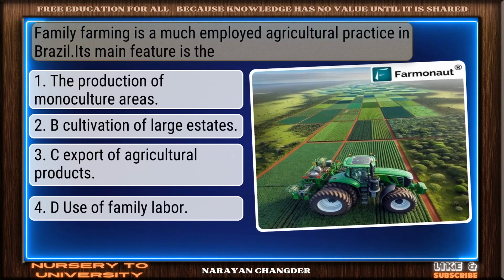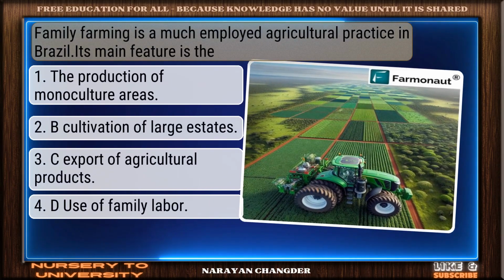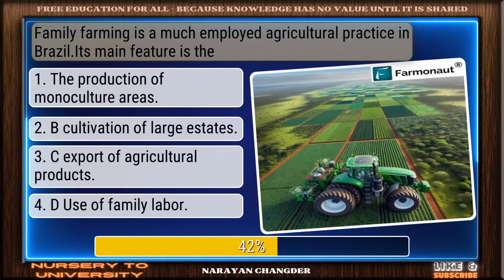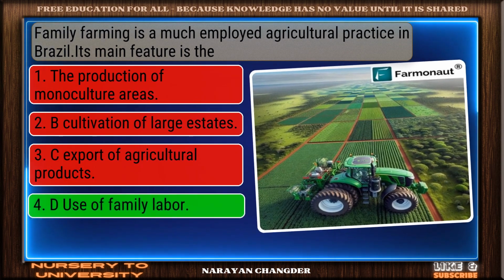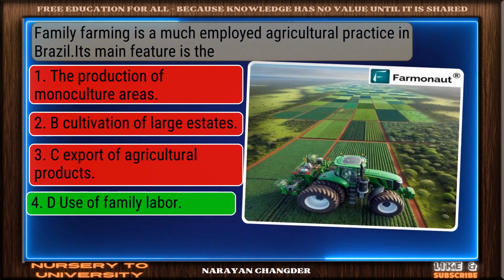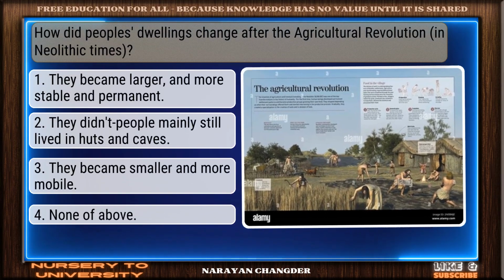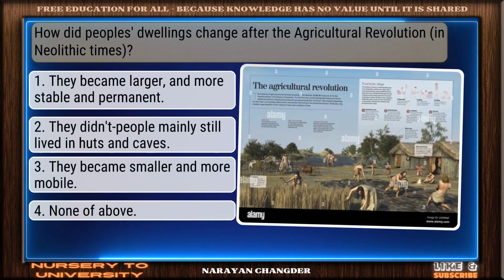Family farming is a much employed agricultural practice in Brazil. Its main feature is the sharp thinking. The use of family labor is the right choice. How did people's dwellings change after the agricultural revolution?